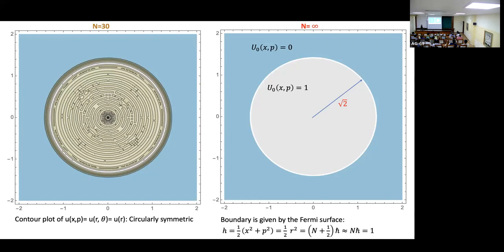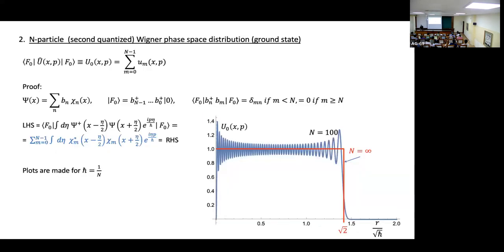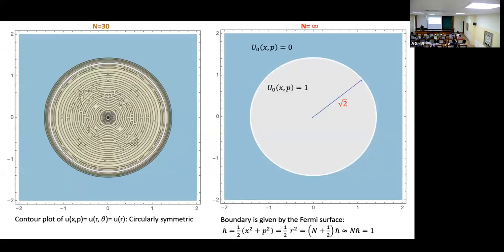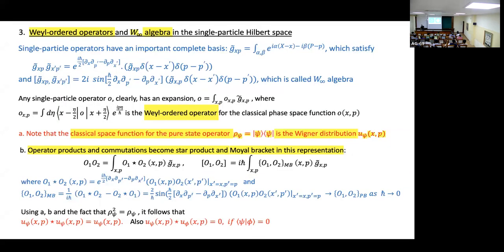You can actually derive the size of this blob from the normalization condition of this one. First of all, you can show that it becomes a uniform blob, with u equal to 1 region and u equal to 0 region separated out. The size of the u equal to 1 region you can figure out. Let me show you how. So that's ingredient number 3.